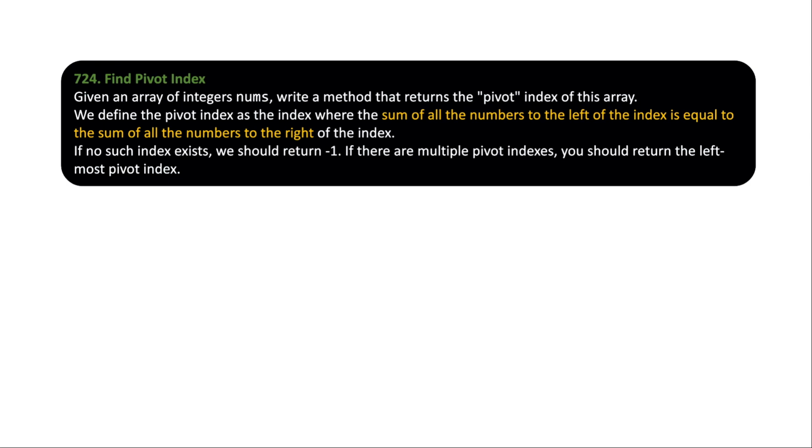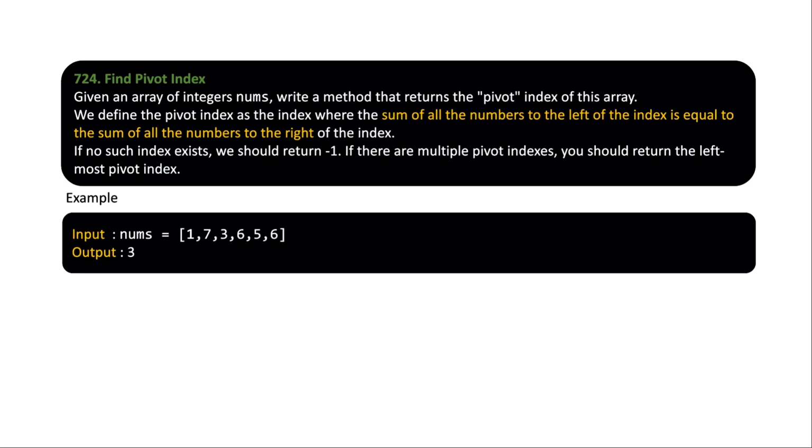Now let's see one example. Here the given input array is 1, 7, 3, 6, 5 and 6, and we return 3, because if you see index 3, the sum of all the elements on the left-hand side is going to be 11, and on the right-hand side the sum of 5 plus 6 is also 11. So we return index 3, where it satisfies the condition. Now let's understand this solution approach with a normal brute force first, and then we will see how the prefix sum can be helpful.